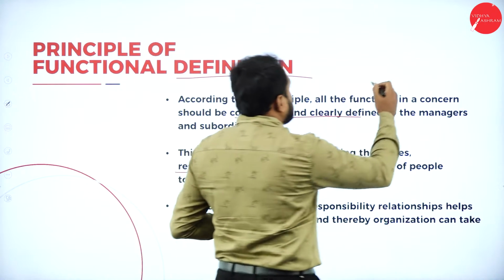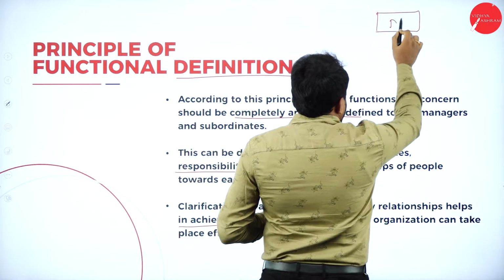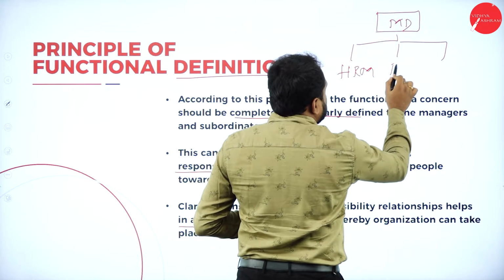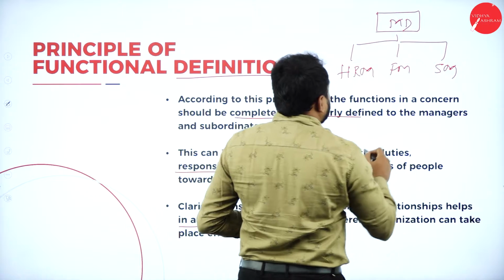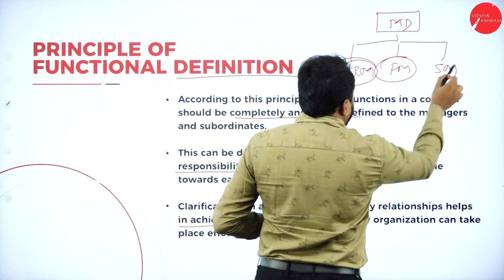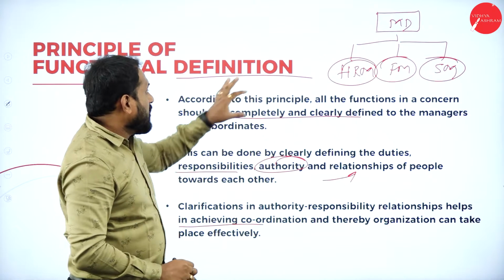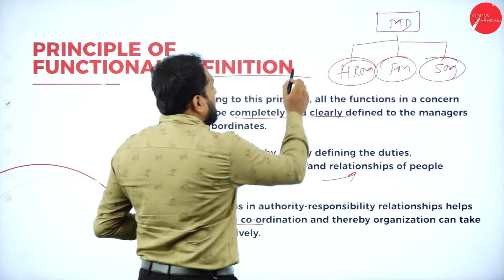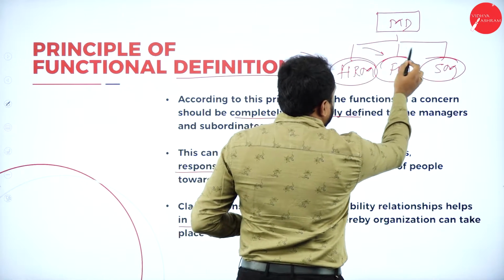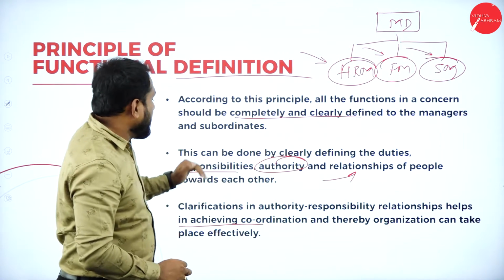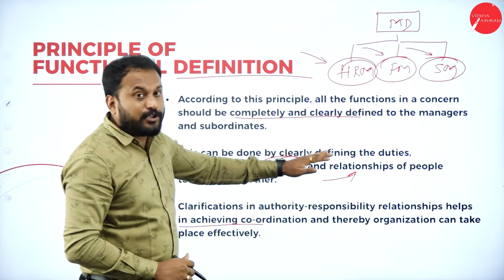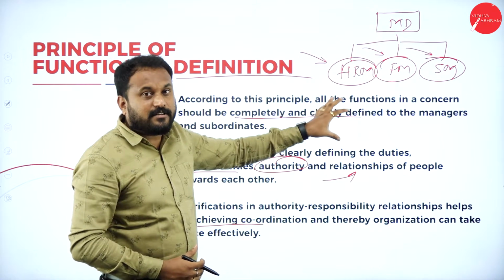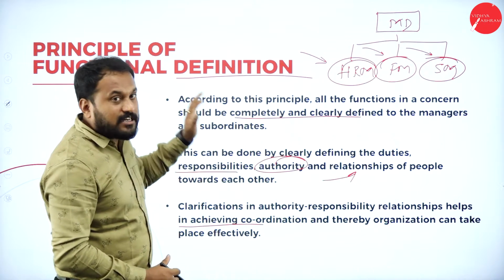Now here, I'll give you a functional structure where the MD is there, and we have people like, say, the HR manager, the finance manager, and the sales manager. Now if you go with this departmentation, the functional definition is concerned with what? That it is completely and clearly defined to the managers: what the HR manager should do, what the finance manager should do, and what the sales manager should do. And it can also be given clearly by defining the duties: an HR manager's duty, responsibility, authority, and what exactly he should get done. Everything is defined in the functional definition.